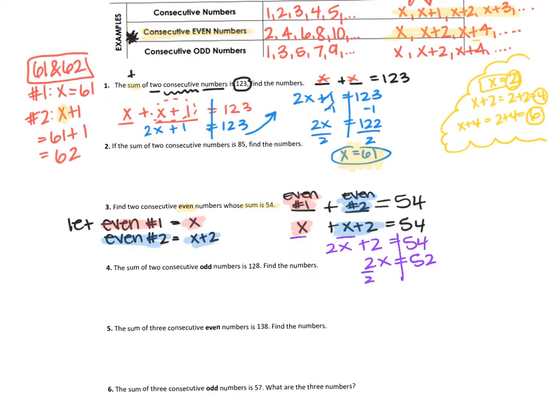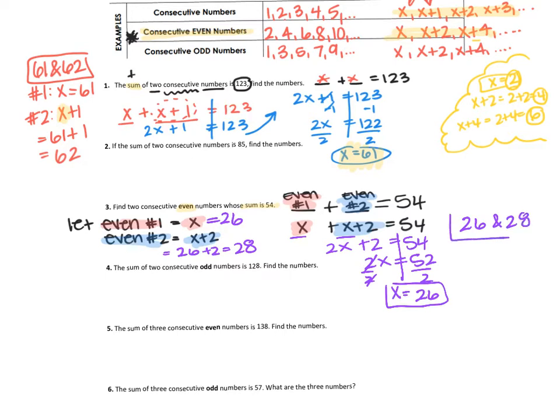Divide both sides by 2, and 52 divided by 2 is 26. So I have that x is 26. So now if we answer our question, one of our numbers will be 26, but for our other number, it wants us to do 26 plus 2, which is 28. So our answer is the numbers 26 and 28.